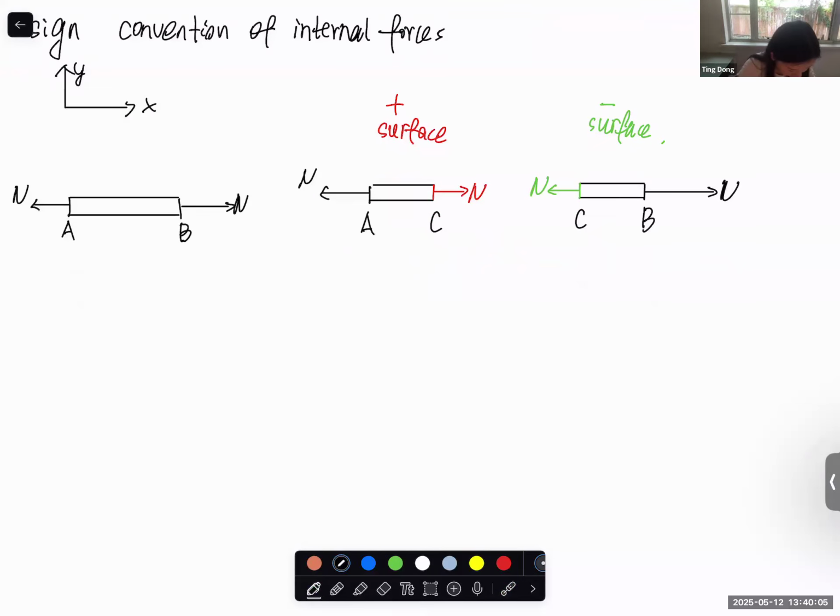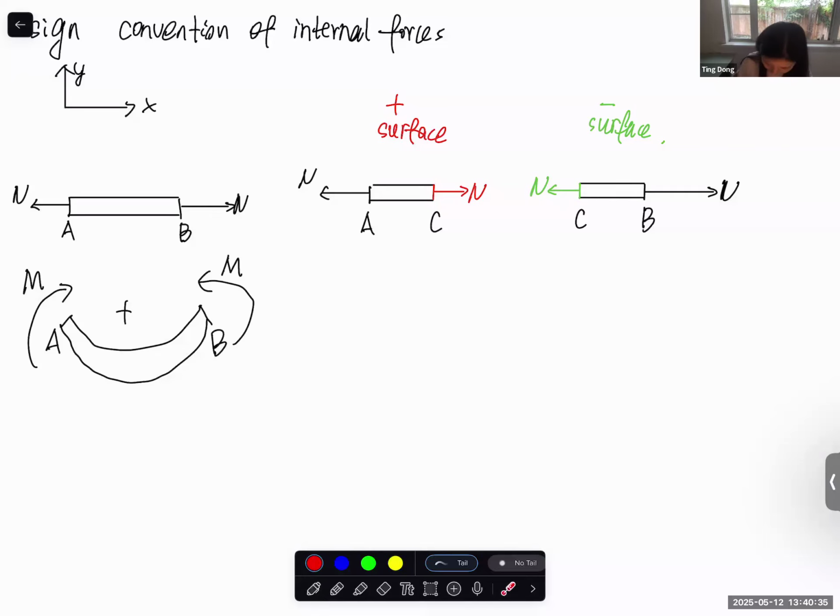The next one is bending. I hope you guys still remember in statics, this is considered positive bending when bending upward. So let's assume that the external applied couples are like this, M, to generate this positive bending. And this is the beam structure AB. And again, I want to know the bending moment at this point.